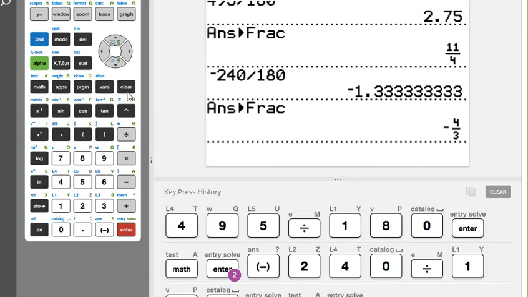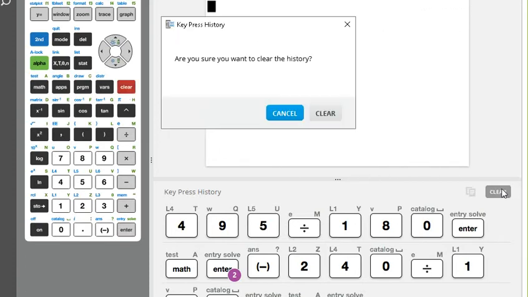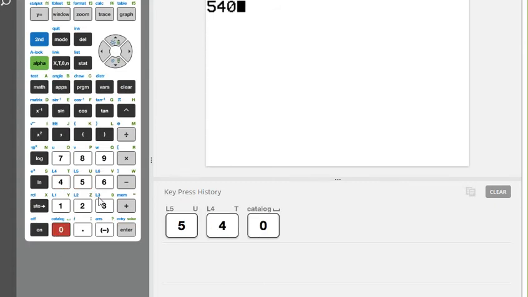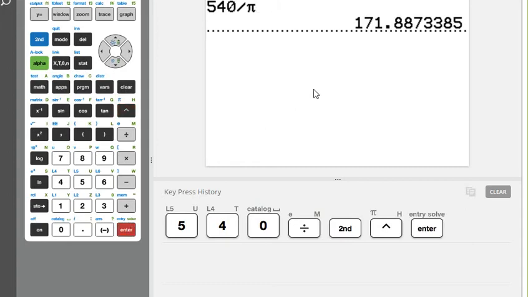So let's clear out a bunch of this stuff. 540 divided by pi. And you should never have to type in 3.14159256593. Okay, I'm showing off, but divide by pi. You hit the second key, then the up arrow key. That's where the symbol for pi is. So right above that exponent key. There we go.